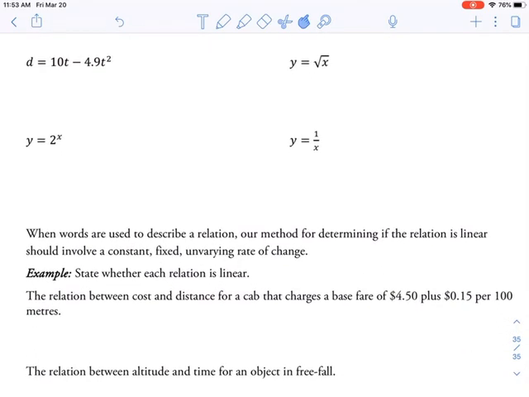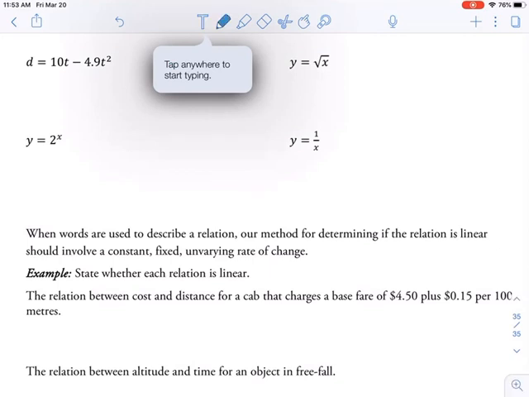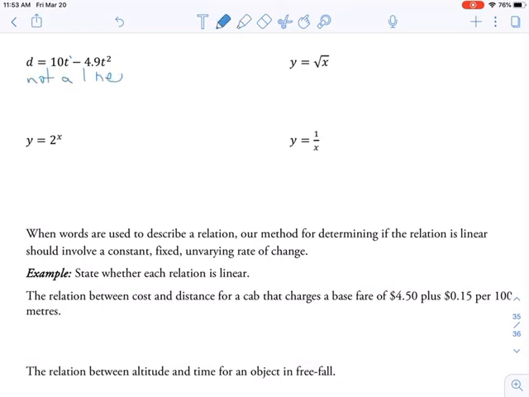Okay, here we're going to see that we have a little exponent of 1 on this t, and then actually an exponent of 2 here. And so because of that, this is not a linear relation, because there is an exponent of 2 on t. Okay, let's do the next one.